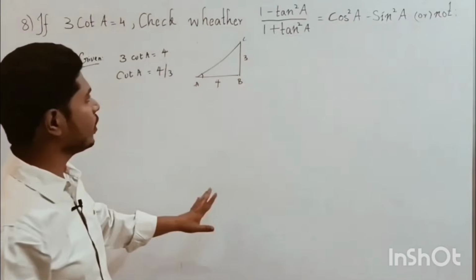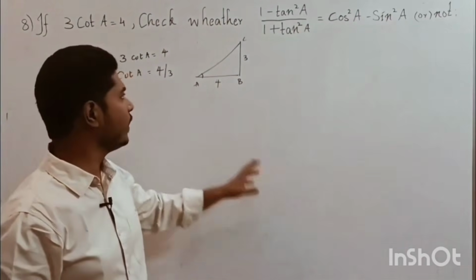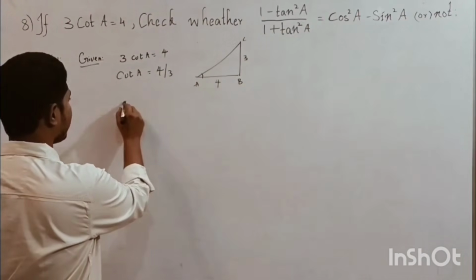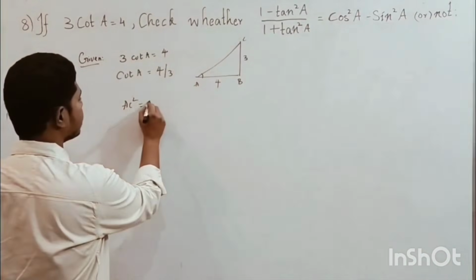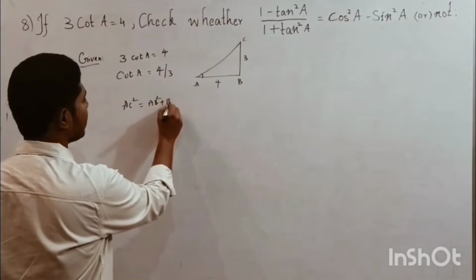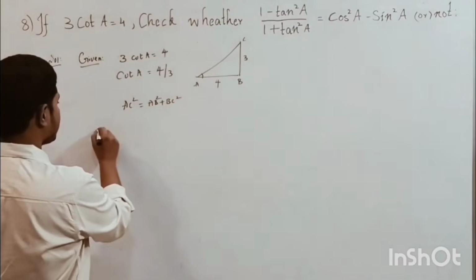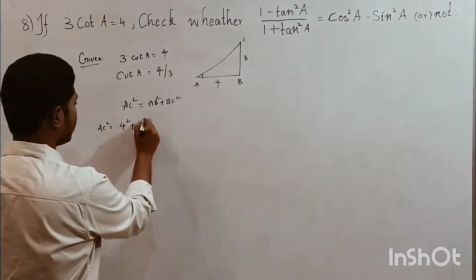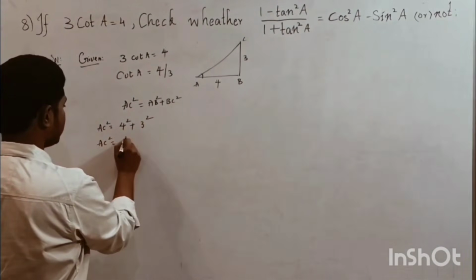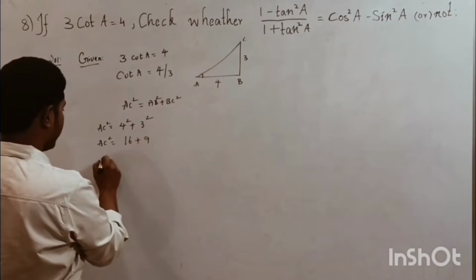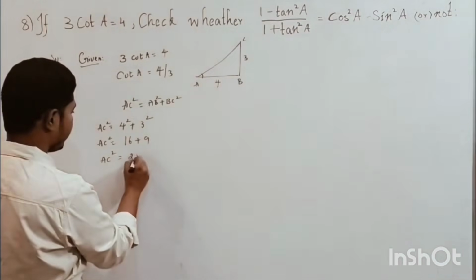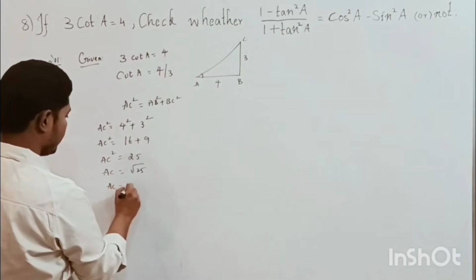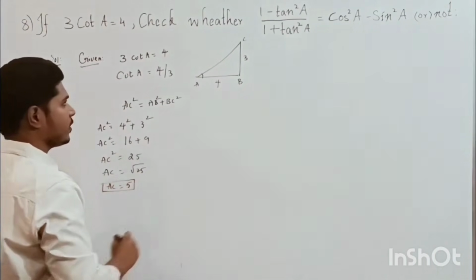Now to find any trigonometric ratio, we have to know the hypotenuse. According to the Pythagoras theorem, AC square is equal to AB square plus BC square. Therefore, AC square is equal to 4 square plus 3 square. Therefore, AC square is equal to 16 plus 9, which is 25. AC is equal to root 25. Therefore, AC is equal to 5. The required hypotenuse is 5.